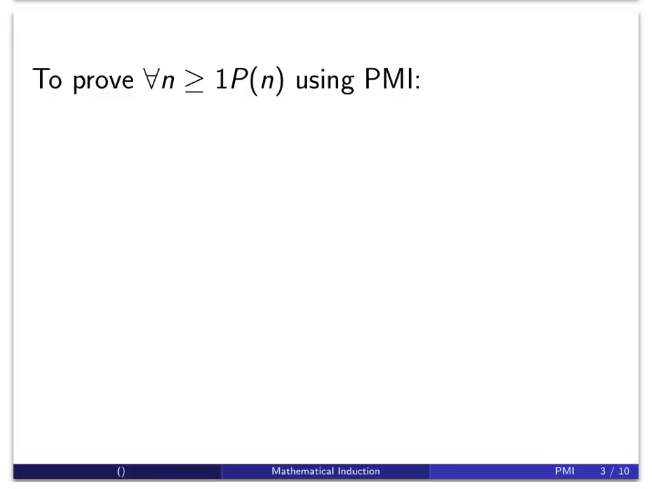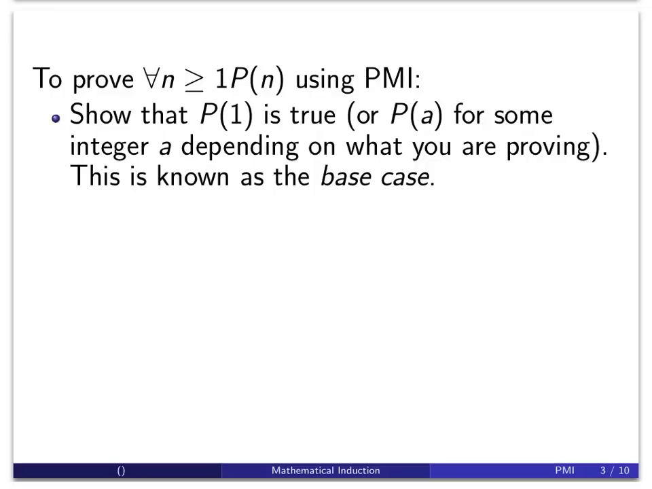So here's how we prove these types of statements. We're going to prove a universally quantified statement: for all n greater than or equal to 1, P of n is true. PMI is the principle of mathematical induction. The first thing we do is show that P of 1 is true. Now, 1 might be some other number a. Maybe the statement is not true when n is equal to 1; maybe it's only true when n is equal to 4, 5, and so forth. But we'll show that some initial value is true, and this is known as the base case.